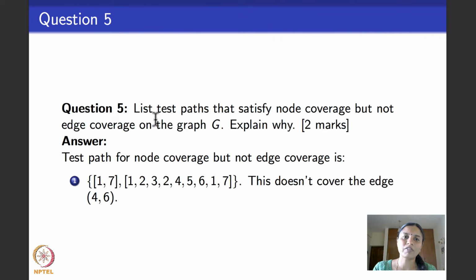So question number 5 says to list all the test paths that satisfy node coverage, but it also says to list test paths in such a way that they satisfy node coverage but do not meet edge coverage.